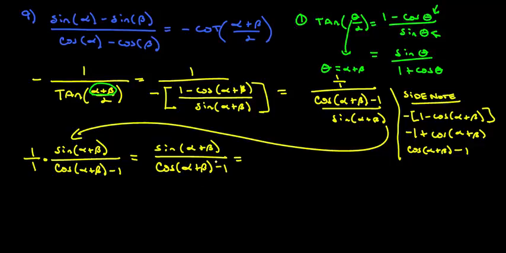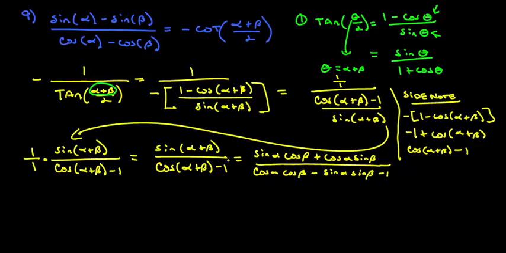Now I'm going to use my sum and difference formulas here. This numerator is going to become the sine of alpha cosine beta plus cosine alpha sine beta, over, okay, this is an ugly mess, cosine alpha cosine beta minus sine alpha sine beta, and still minus that 1.